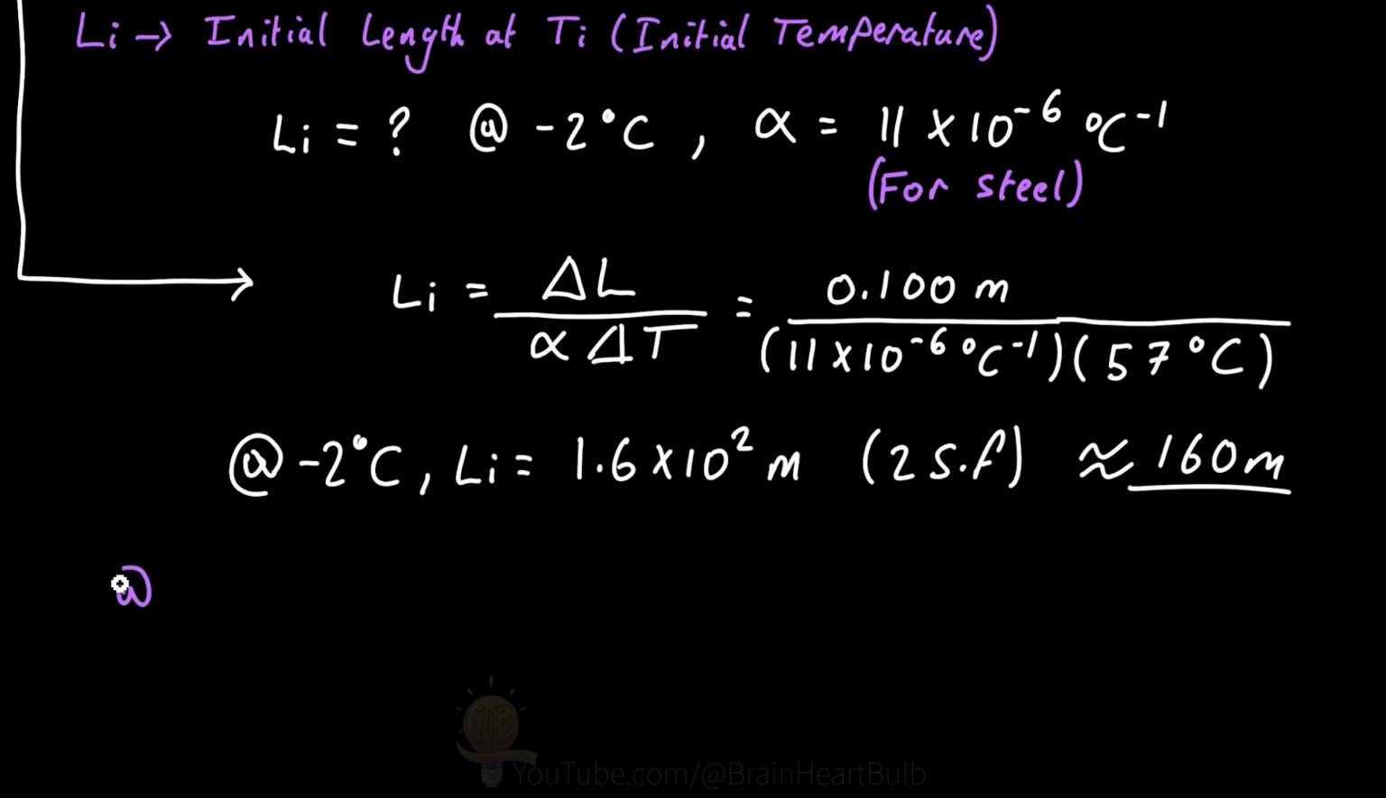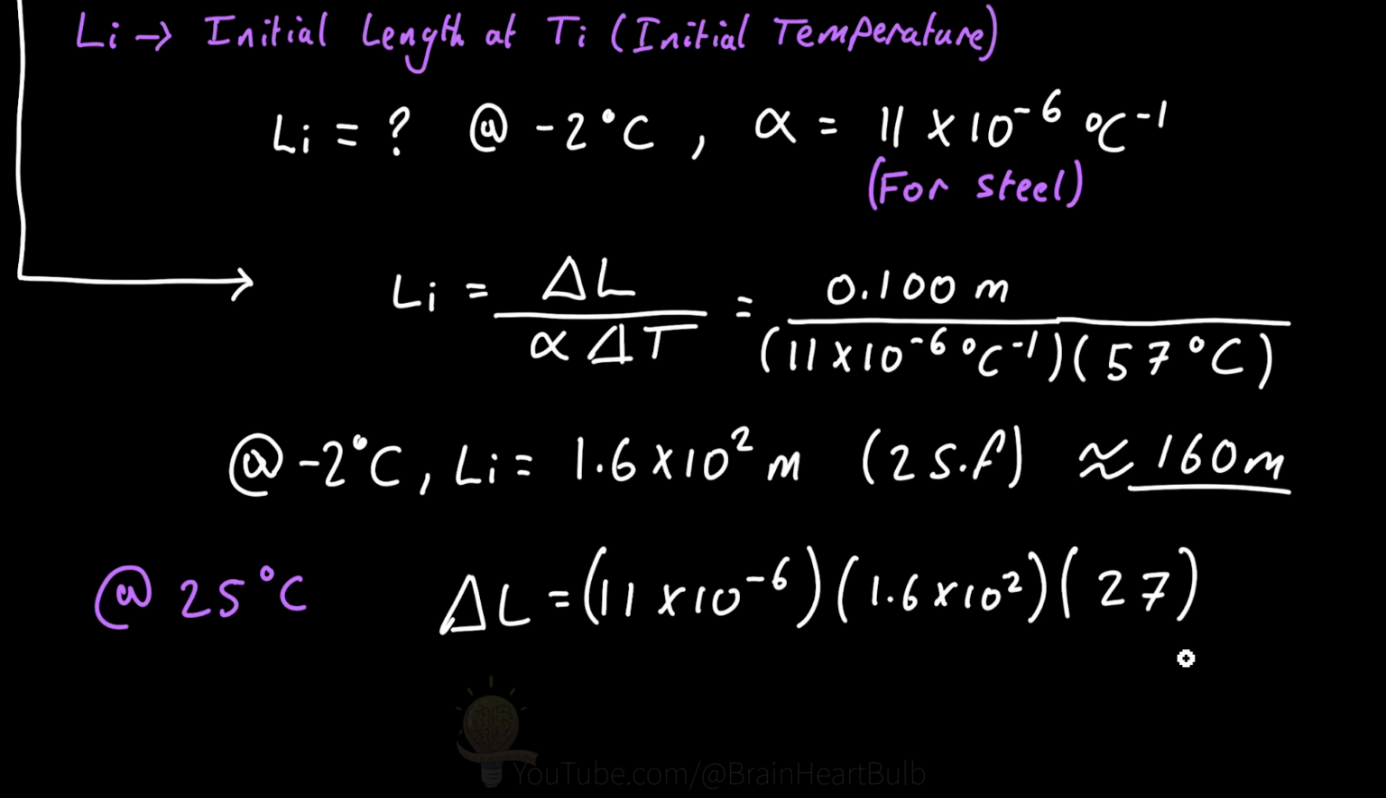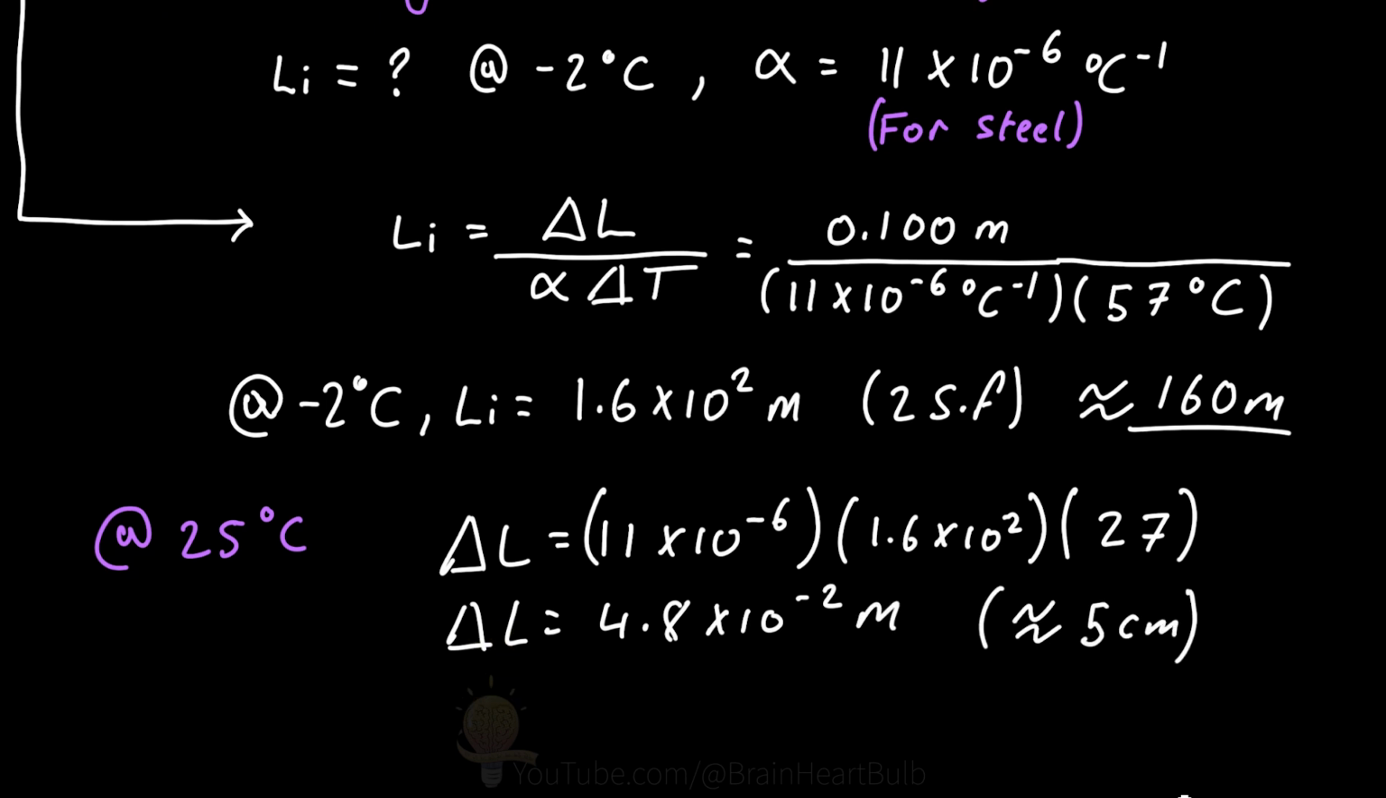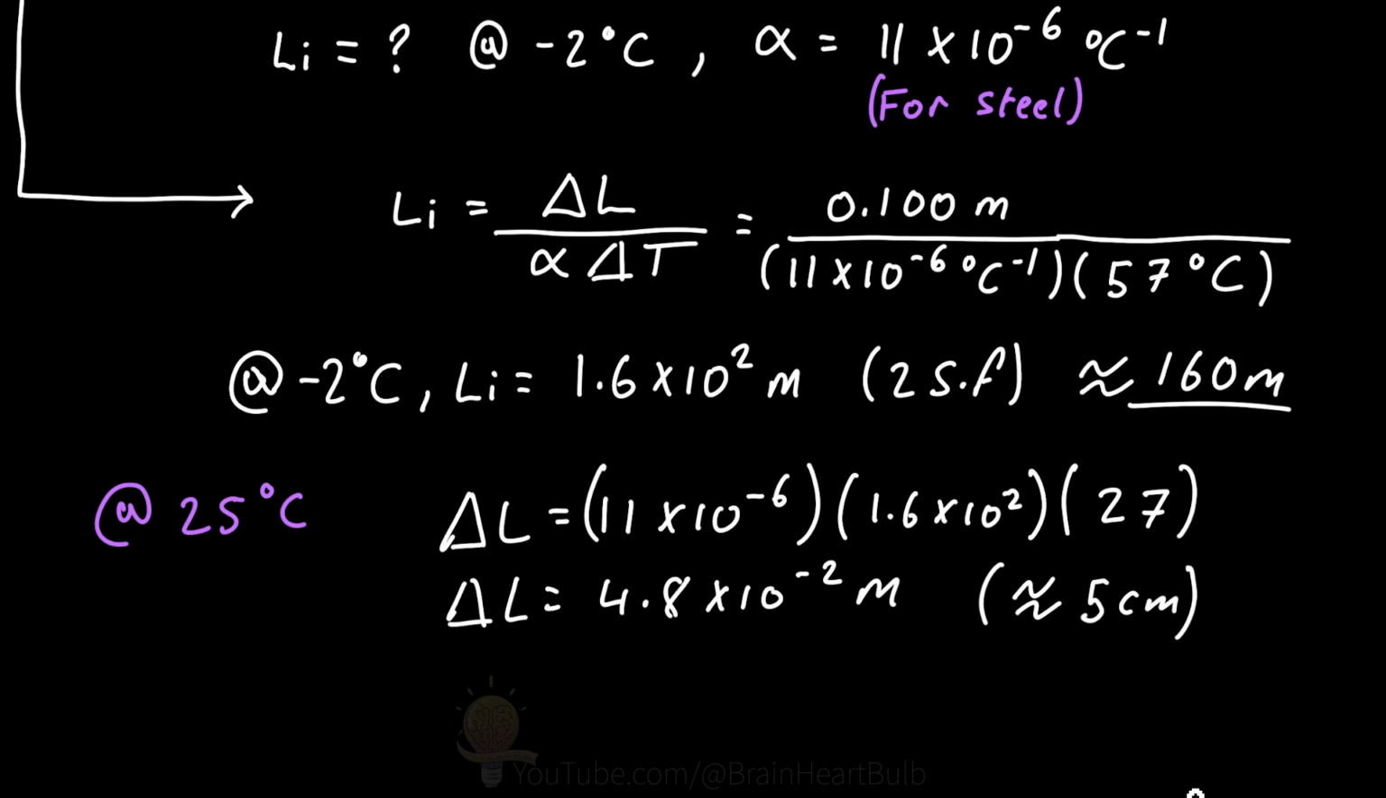If we're laying this track at 25 degrees Celsius, we can work out how much this track would expand with a temperature increase of 27 degrees. And again, we use our formula to work out the change in length, and we get a value of 4.8 centimetres. So our track segments can be nearly 5 centimetres longer and still fit in with our constraints.